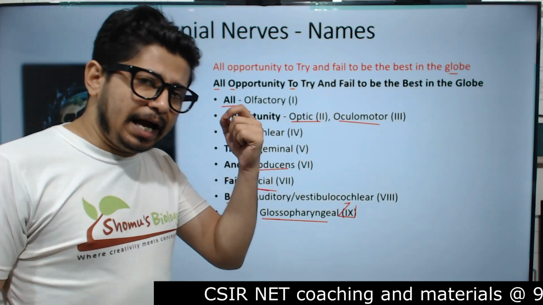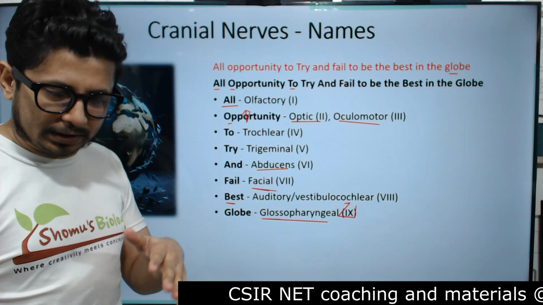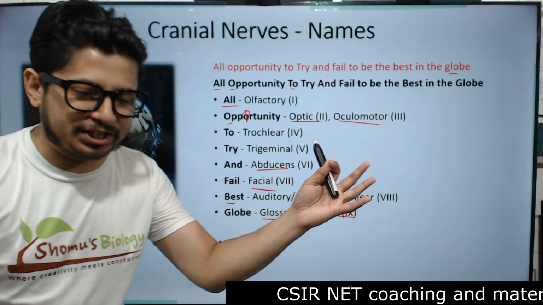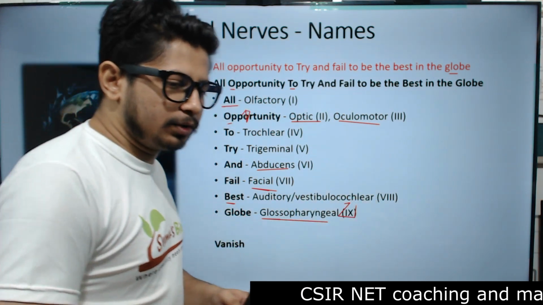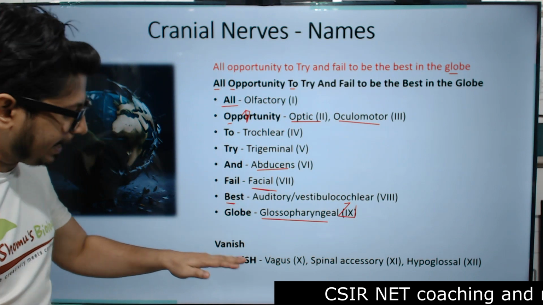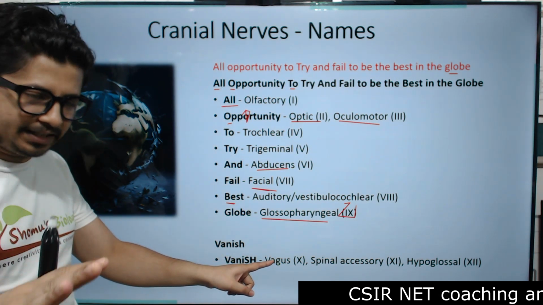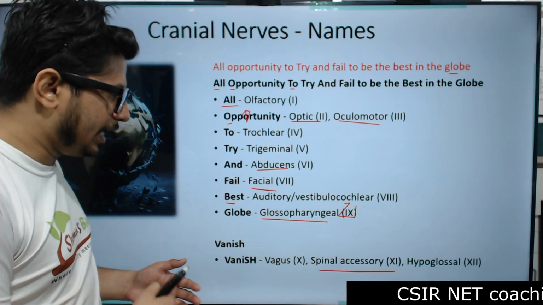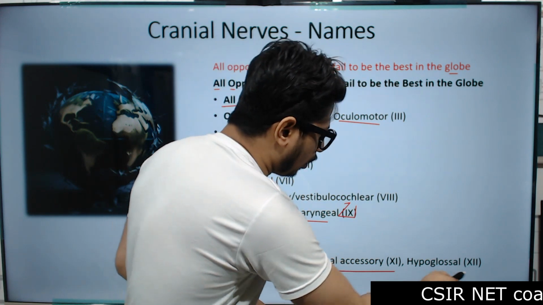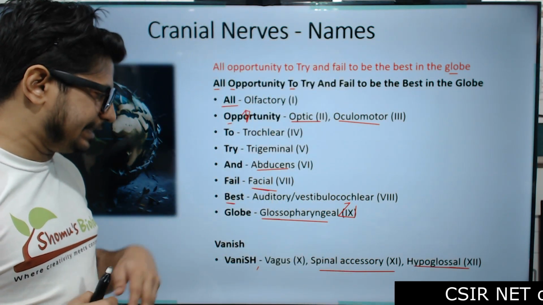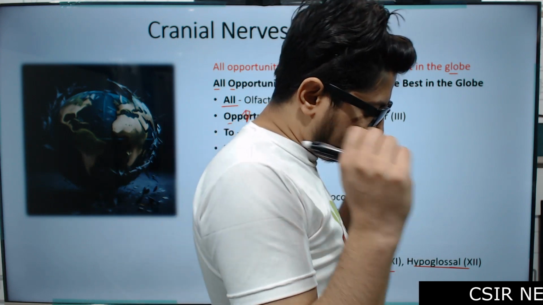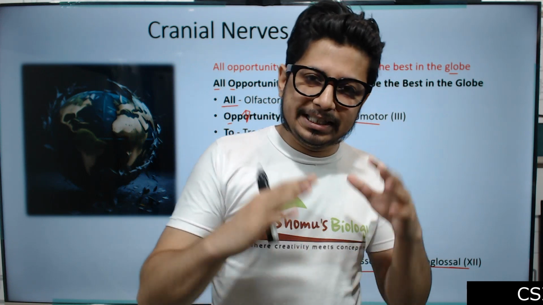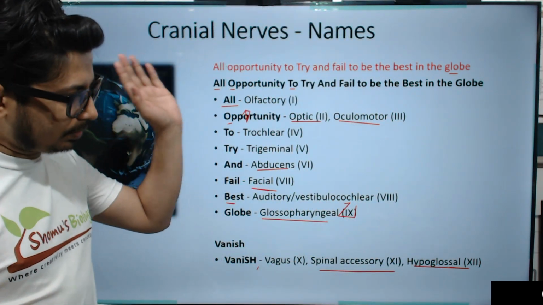Now from the 10th onwards, we have a separate word, only one word, and that word is VANISH. Why I said vanish is because V is for vagus, the 10th cranial nerve. Then we have S for spinal accessory, the 11th cranial nerve, and H for hypoglossal, the 12th cranial nerve. That way we conclude all 12 cranial nerves, whose names you need to understand in that order, in that sequence, from olfactory to hypoglossal.